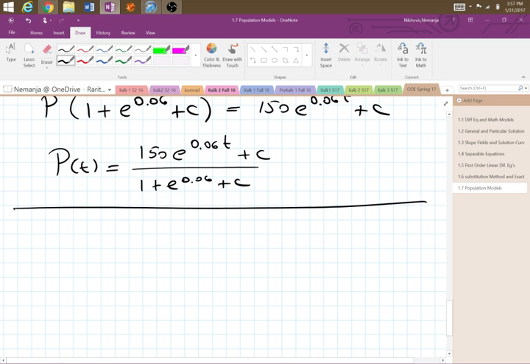So I think technically that's it. The worst case scenario, you take the limit. That's to check the validity of the population model. Now, for the most part, that's it.